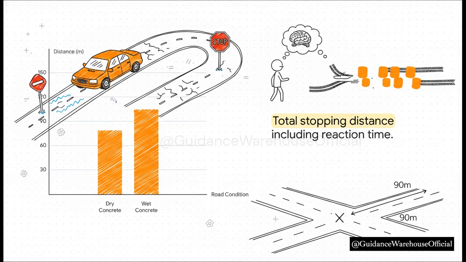When we calculate the total stopping distance, now including your reaction time, the results are honestly eye-opening. On dry concrete, you need almost 80 meters to stop. On wet concrete, 105 meters. If that intersection was 90 meters away, a wet road means you are absolutely crashing. This right here perfectly illustrates why understanding these equations actually matters in the real world.